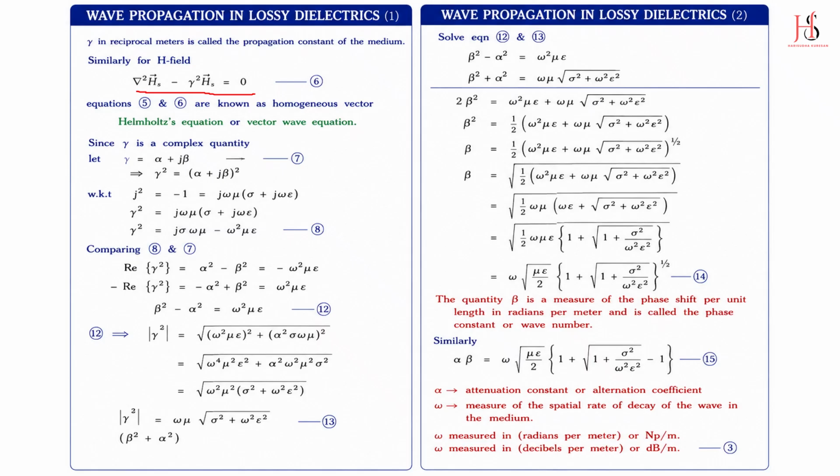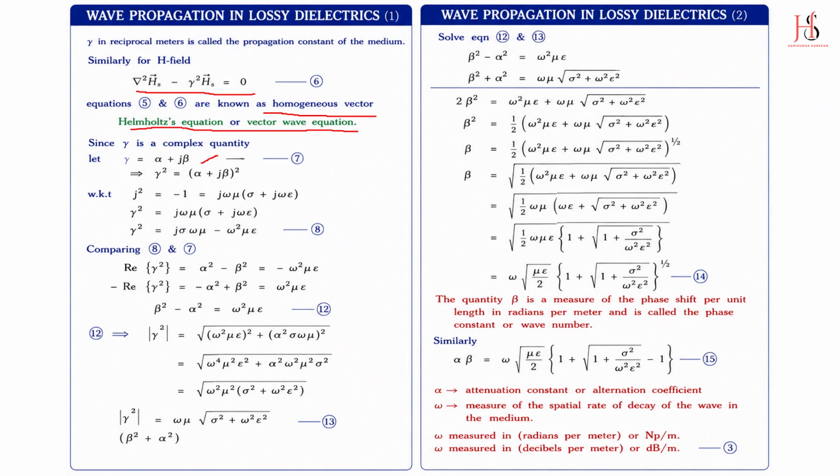Now the equations 5 and 6 are called homogeneous vector Helmholtz equations, or vector wave equations. Now we know that gamma is a complex quantity, so gamma can be written as alpha plus j beta, where gamma is the propagation constant, alpha is the attenuation constant and beta is the phase constant. So when you take the square, gamma square is equal to alpha plus j beta the whole square. When you square it, you get j square, and j square is equal to minus 1.